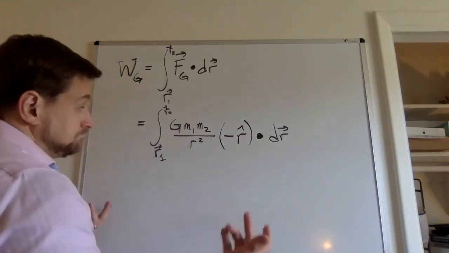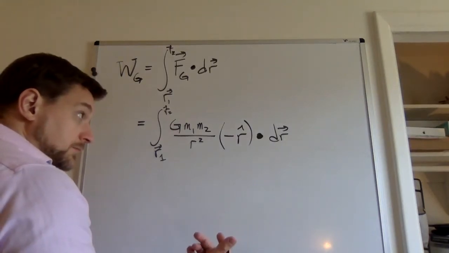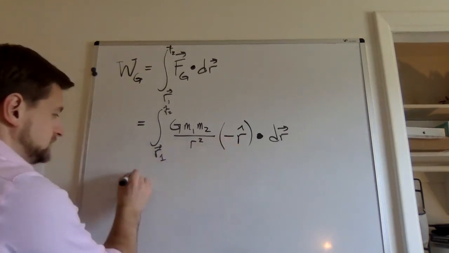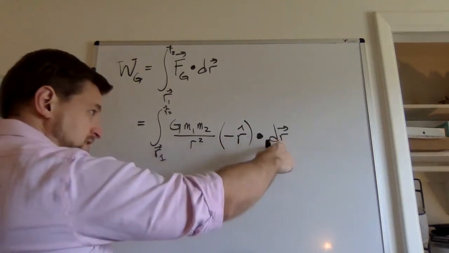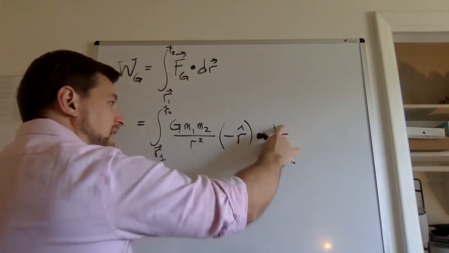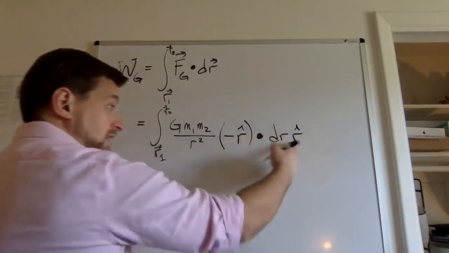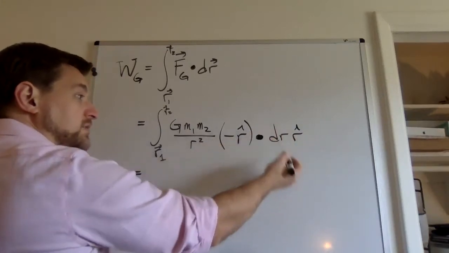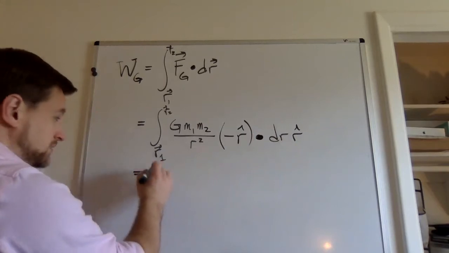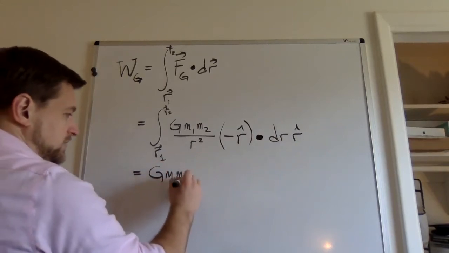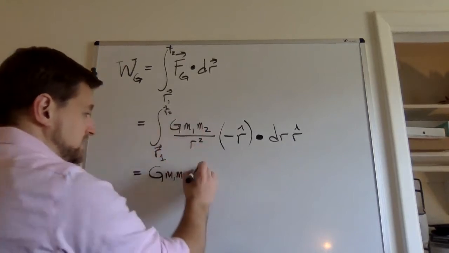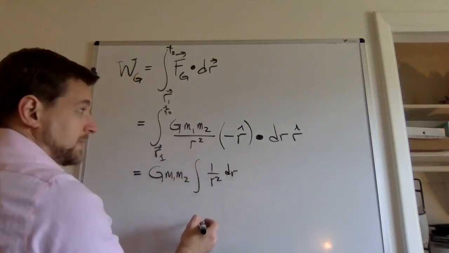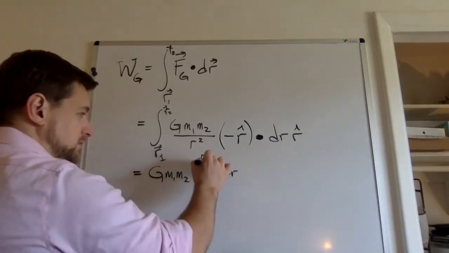So the minus sign, this r direction and this r direction. In other words, there's some magnitude displacement in the r direction again, because we're going to take the dot product. We only care about the pieces that are parallel. So we're talking about the integral now, G m1 m2. Those are constants, and we can pull them outside. What we're integrating is 1 over r squared dr from r1 to r2.